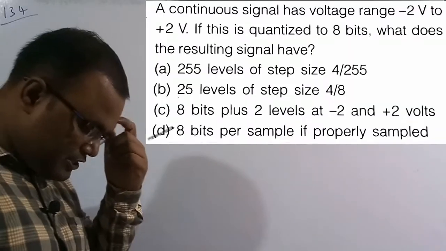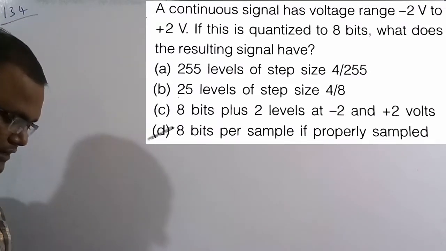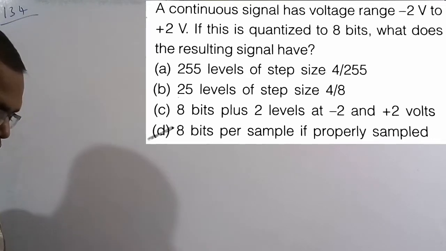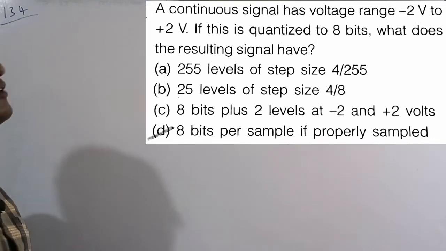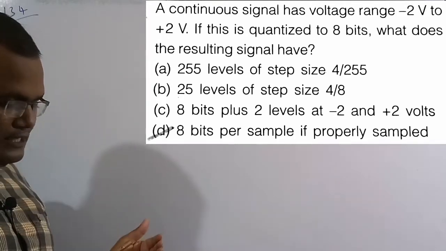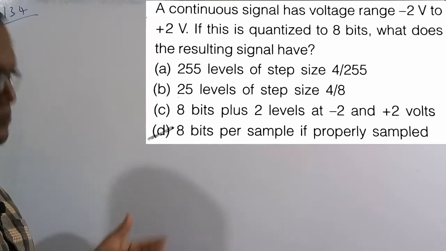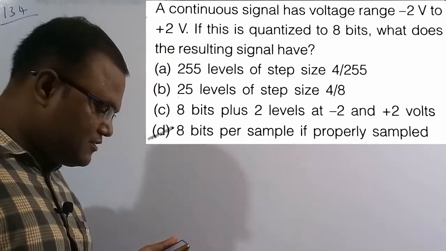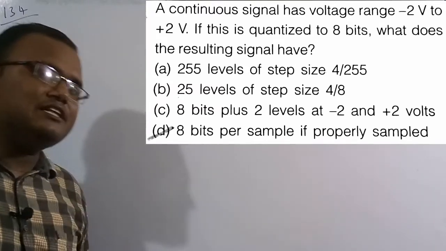So now we are going to solve the 134 question. See the question here. A continuous signal has a voltage range from minus 2 volt to plus 2 volt. If this is quantized to 8 bits, what does the resulting signal have? So therefore in the question they have given a message signal. It is going to have a negative peak value and a positive peak value of minus 2 volt and plus 2 volt, and the number of bits is 8 bits. So here the resulting signal, what does it have?